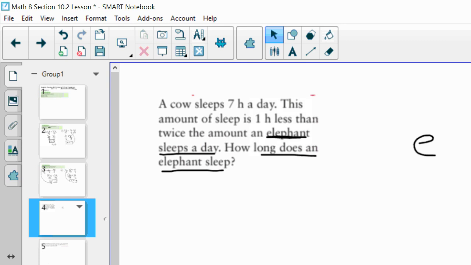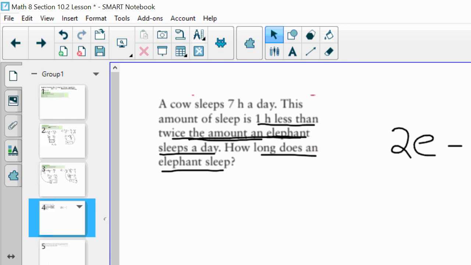Whoops. I get that. So you just have to sort of try to break it down, and maybe you see it differently than I do. But this is the equation that they're asking you to make. And it's actually important that you can make an equation out of a word problem. That's going to be happening a lot in math later on. It's a big part of it. So 2e minus 1 is equal to how much a cow sleeps, or 7 hours.